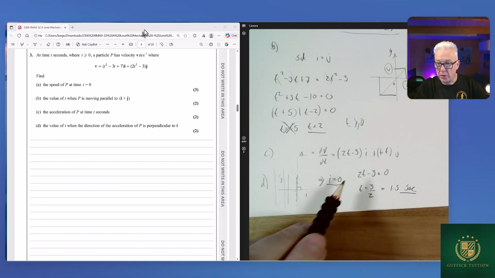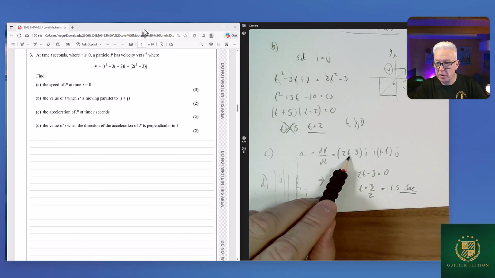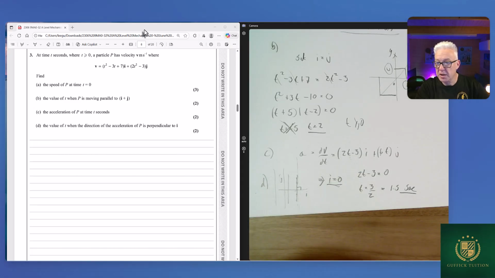So in order to work out what that is, we set the i component equal to 0 and solve for t. So that would be 2t, take away 3 is 0, so t is 3 over 2.